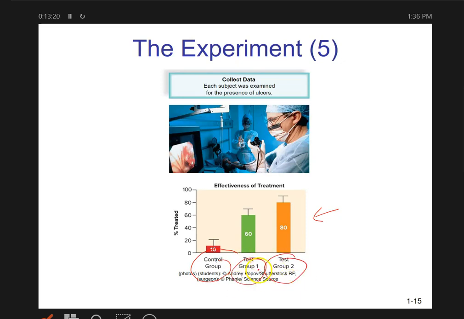So what do we see? Look at this. 10% of the people in the control group no longer had ulcers. So 10% were treated. 60% of those getting antibiotic A were treated, so they no longer had ulcers. But of those receiving antibiotic B, 80% were healed. 80% were treated. They no longer had ulcers.